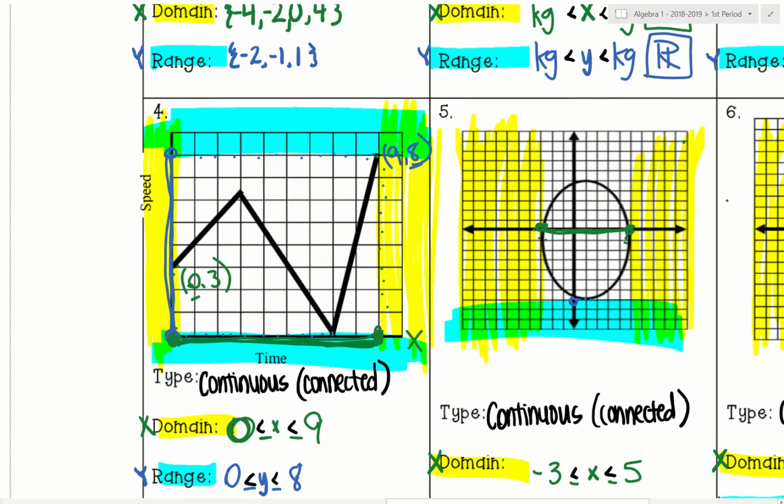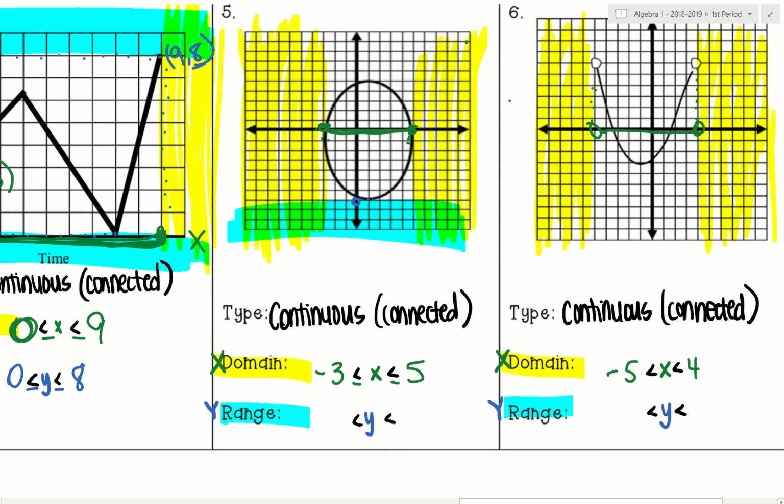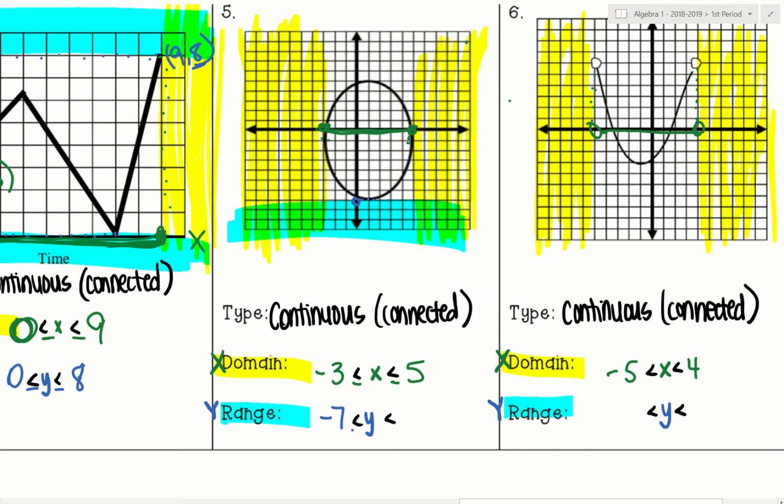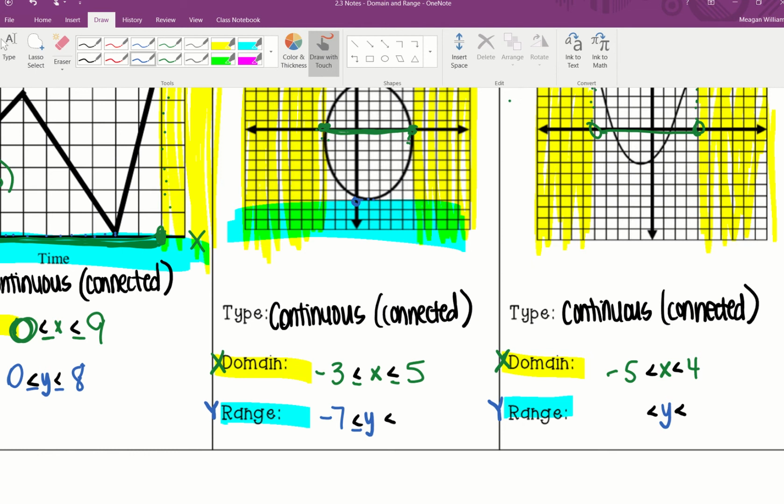Count on your y-axis, guys. -7. It's already at -7. There's a spot that touched -7. Okay, now go to, what, buddy? Because we're talking about our y-axis. We're talking about our ranges, which are our y's, not our x's. That's why I don't really want you to work ahead yet.